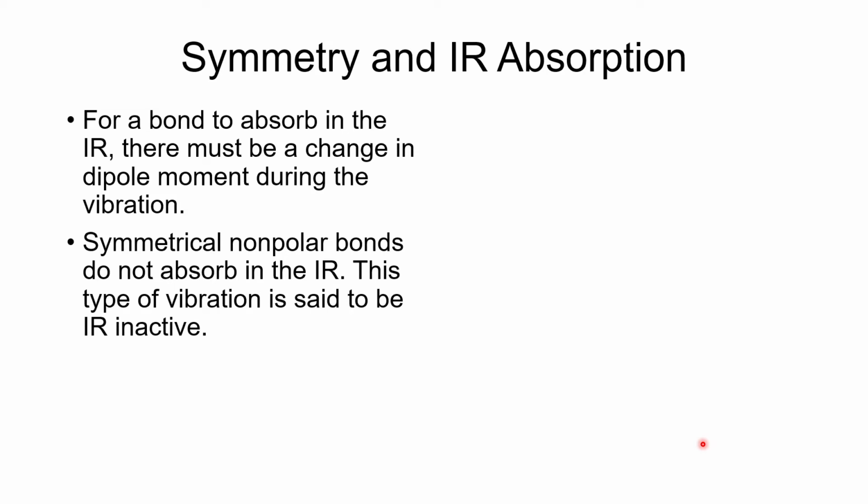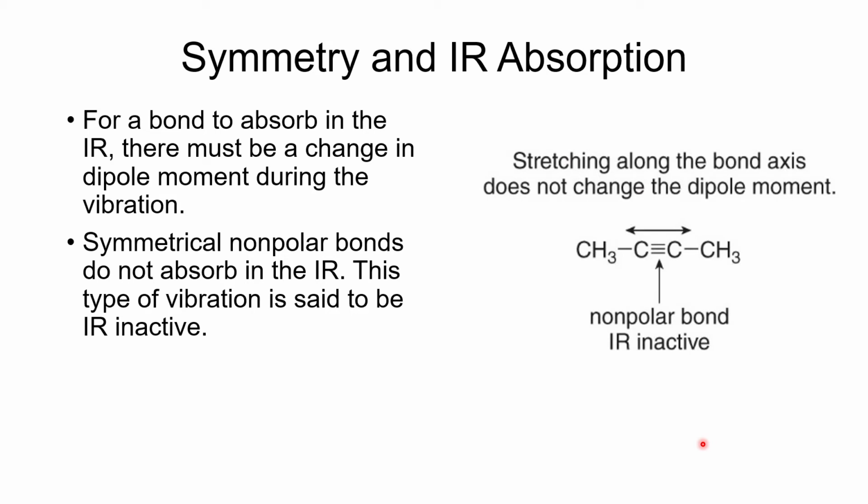So if we have perfectly symmetrical nonpolar bonds that don't have a dipole, then they will not absorb in the infrared. They are infrared inactive. An example of this is 2-butyne. Here it's got this carbon-carbon triple bond. It is a nonpolar bond, completely nonpolar. So there's no dipole, and when it stretches, there's still no dipole. So that means that it is IR inactive.